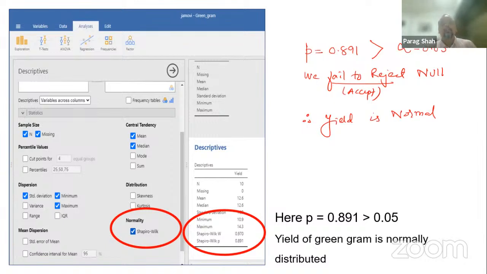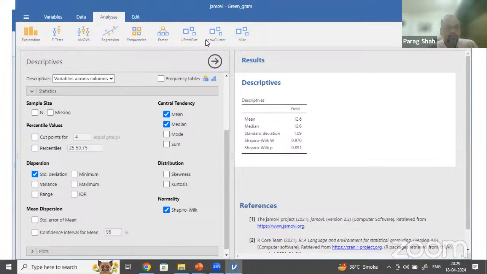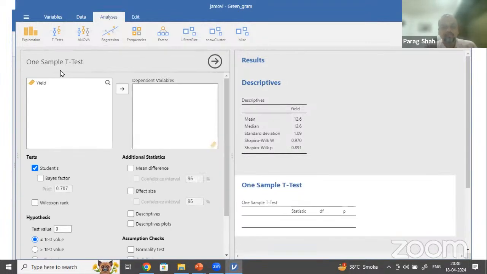Now I'll go with step 4. That is to find out the test statistic and the p-value. How is it done? Understand this part. I'm going with Jamovi again. I will go into analysis, then t-test. When I click on t-test, you can see there are 3 options: independent, paired t-test, and one sample. Which is our test? One sample. Click on one sample t-test. It will show you your variable. Which is your variable? Yield. Select yield. Understand the steps, don't forget that. Yield is selected.